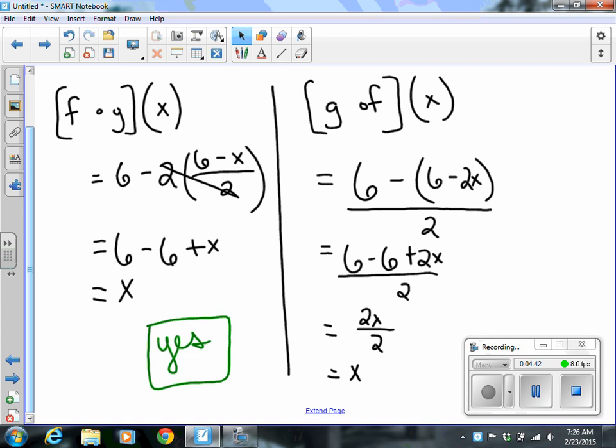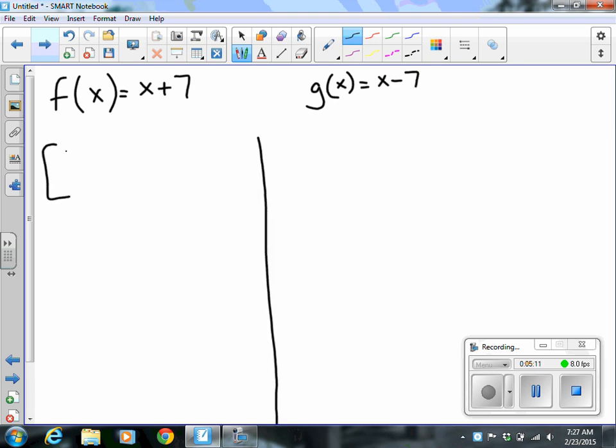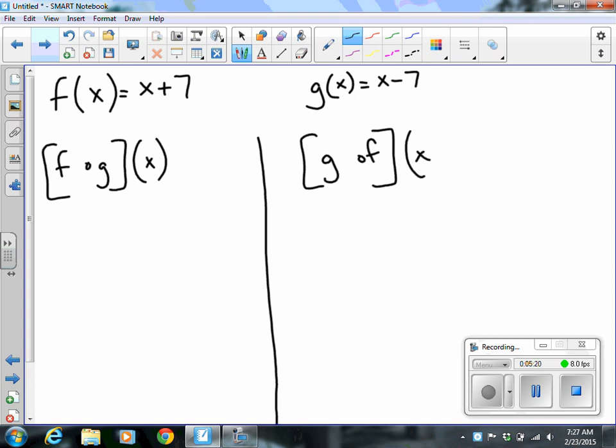So for you guys, I'm going to have one more problem, and then we'll move on to the next type of problem. For this first one, f of x equals x plus 7, g of x equals x minus 7. I would split them into two separate things here, that way you remember that they are different. So good luck.